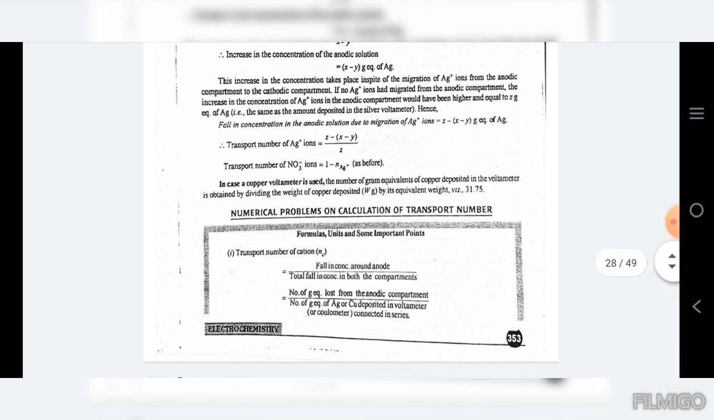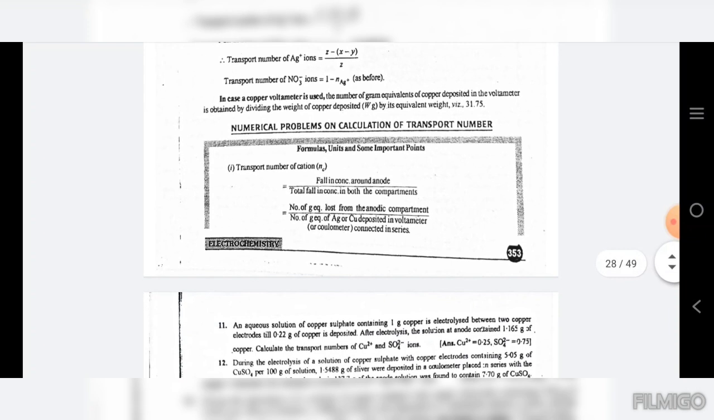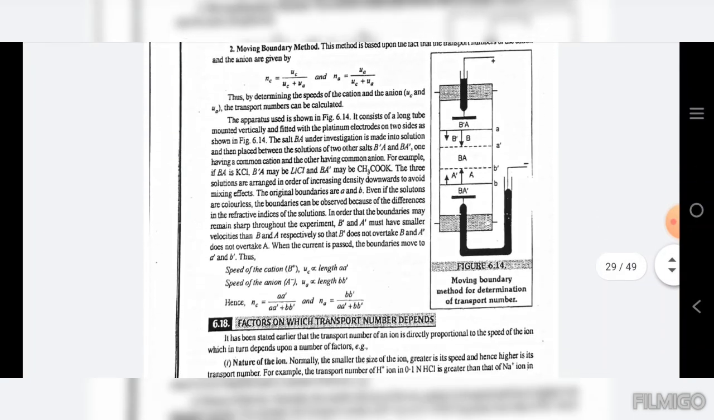The increase in the concentration takes place in spite of migration of Ag positive ions from the anodic compartment to the cathodic compartment. If no Ag ions had migrated from the anodic compartment, the increase in the concentration of Ag ions in the anodic compartment would have been higher and equal to the equivalent of Ag. Here are the numerical practice questions.